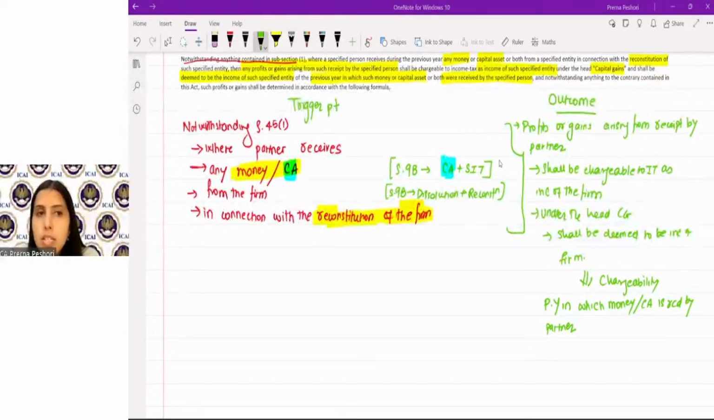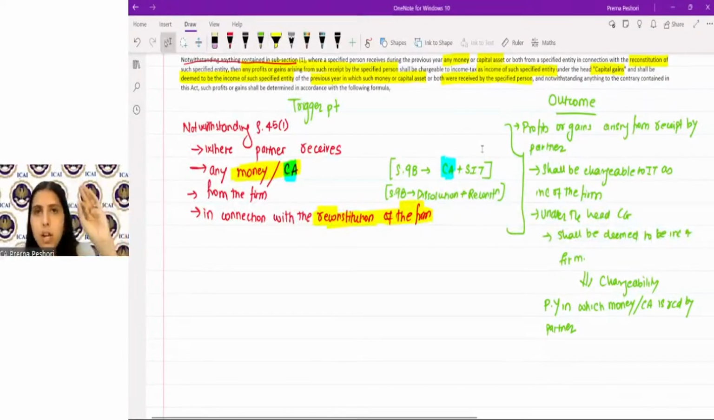So my trigger is where a partner receives any money or capital asset from the firm in connection with the reconstitution of the firm. Outcome is profits or gains arising from the receipt by the partner shall be chargeable to income tax as the income of the firm under the head capital gains, and it shall be deemed to be the income of the firm. Chargeability is in the previous year in which money or capital asset is received by the partner.